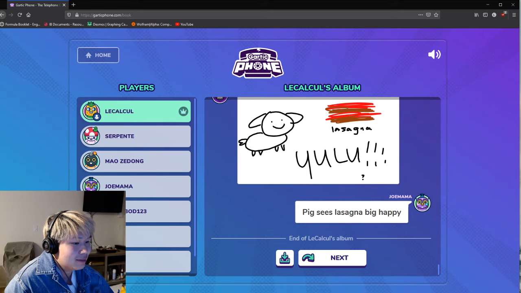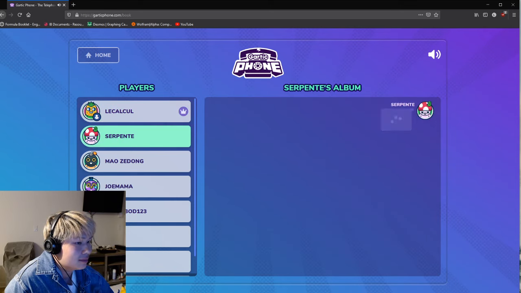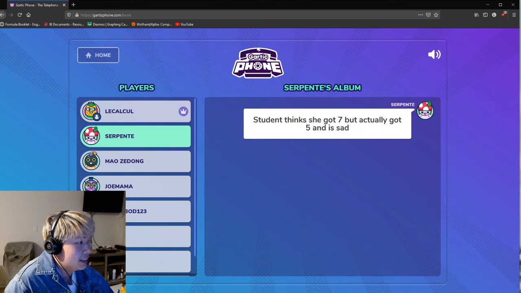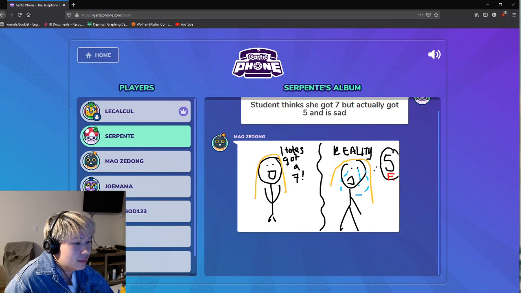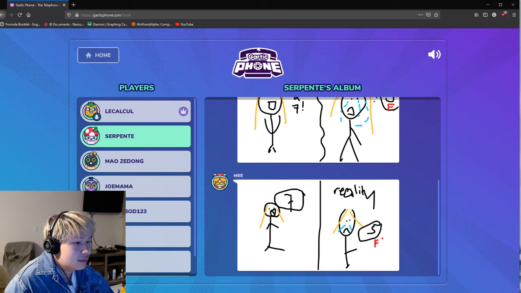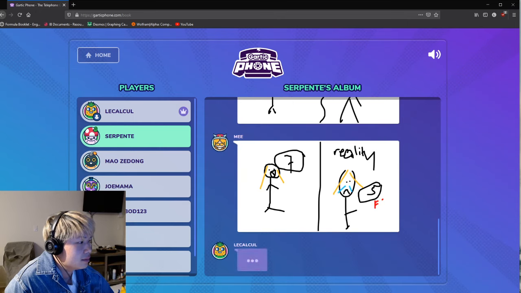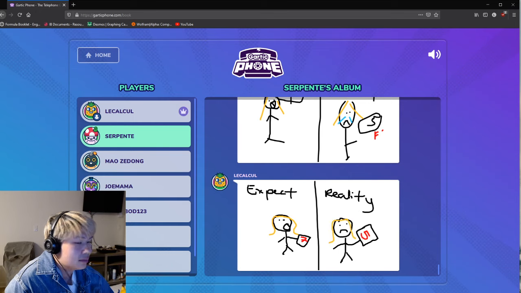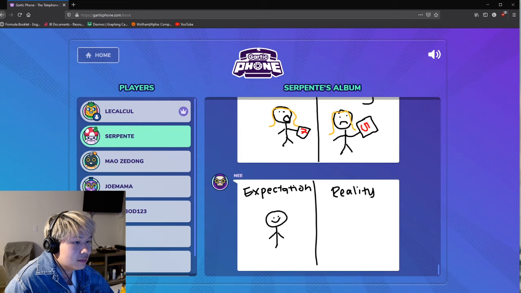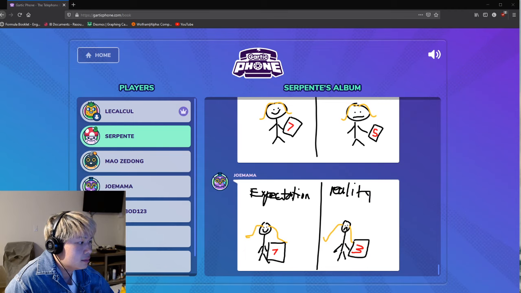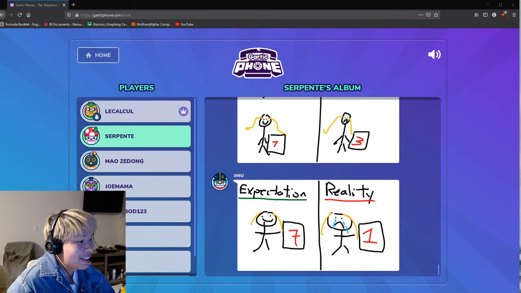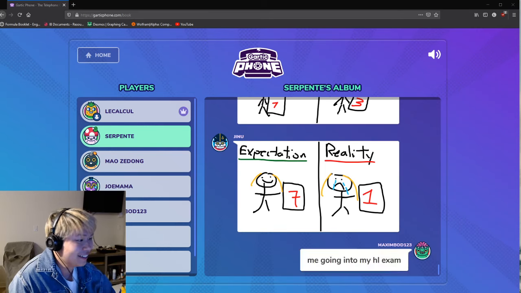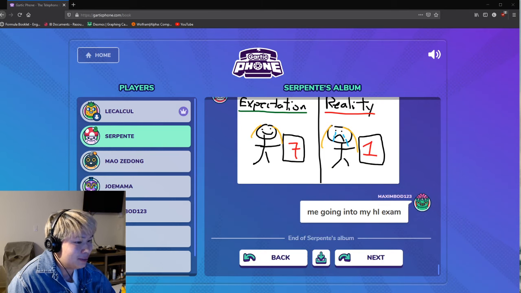This is what happens. Student thinks she got 7, but actually got 5 and is sad. Why'd you change it to a 3? Why'd you change it to a 1? Me going into my HL exam? Do you think that looks like you, Max?